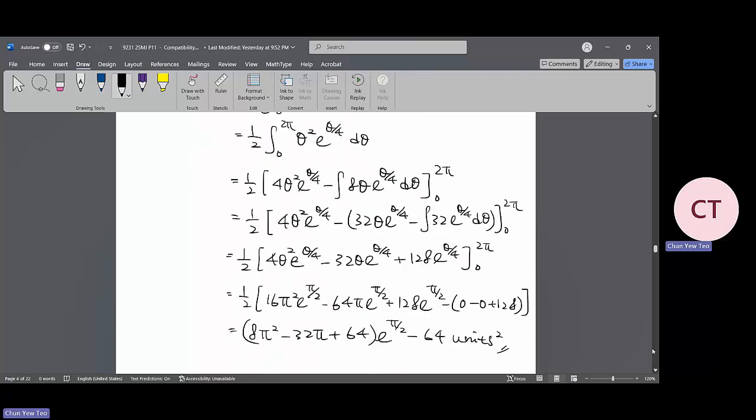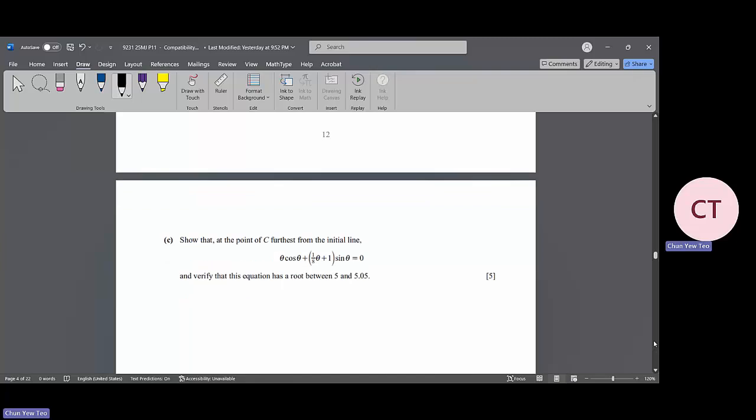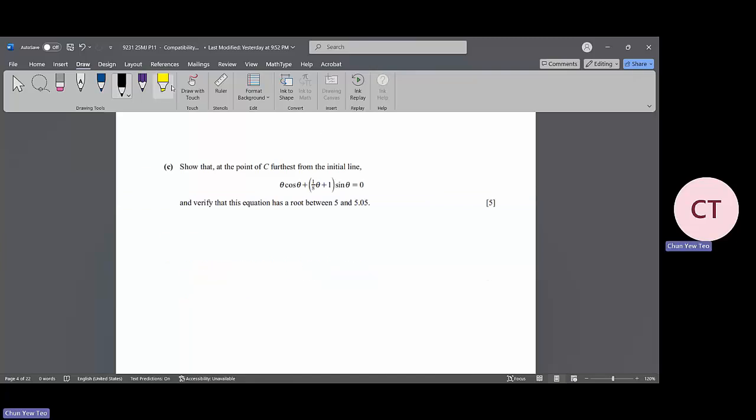Question done. Now we want to go for question 6c. Show that the furthest point from the initial line, at the point C, is this, and verify that this equation has a root between 5 and 5.05. So we just start from here. You are looking for the initial line. This is the initial line, and the furthest from the initial line, we're looking for y max.